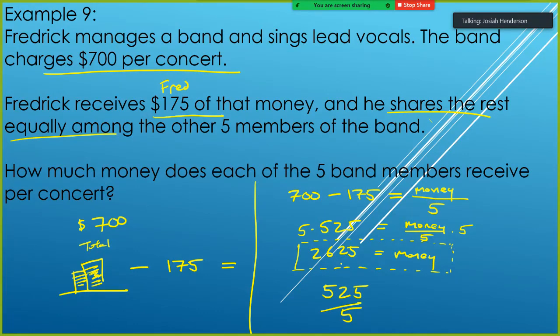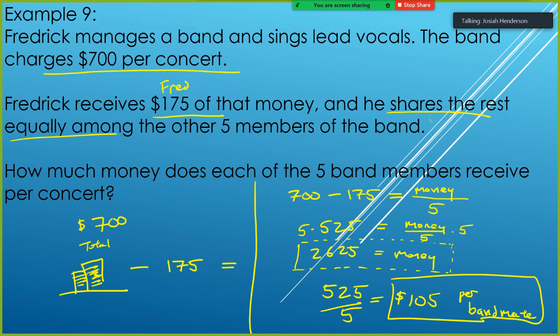525 divided by 5 comes out to 105. And that makes more sense in the context. That's per band mate. Per band mate, right? Each person gets that much. And maybe they should talk to Frederick and not let him take that extra $70. Or maybe he deserves it if he's doing extra work. Thank you, Tira, for jumping in. Any other questions, comments, concerns?